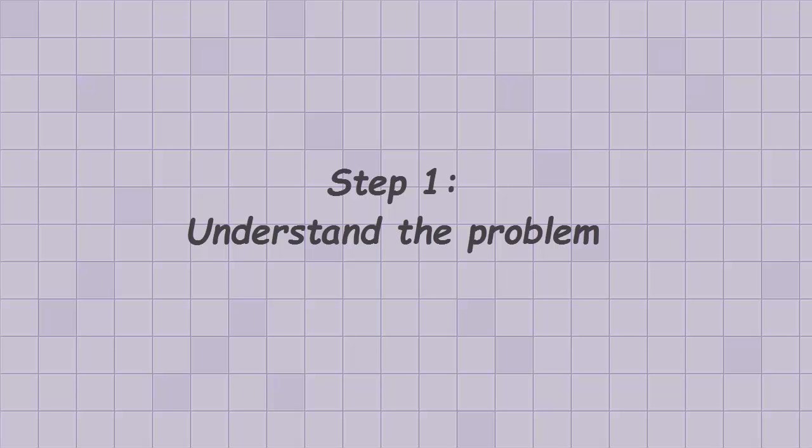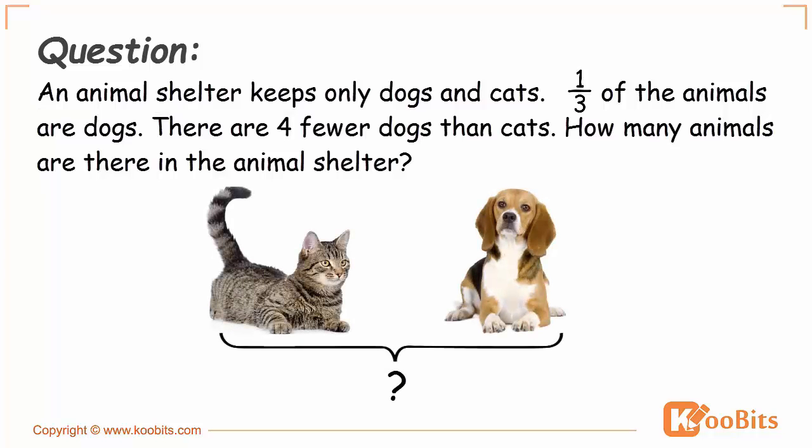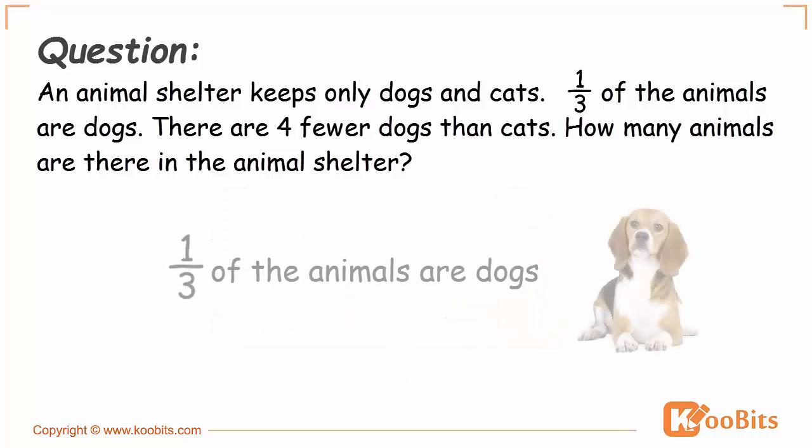Let's break down the question and understand it, shall we? An animal shelter keeps only dogs and cats. 1/3 of the animals are dogs. Do we know how many animals there are at the shelter altogether? No, we do not. But we do know that 1/3 of the animals are dogs.